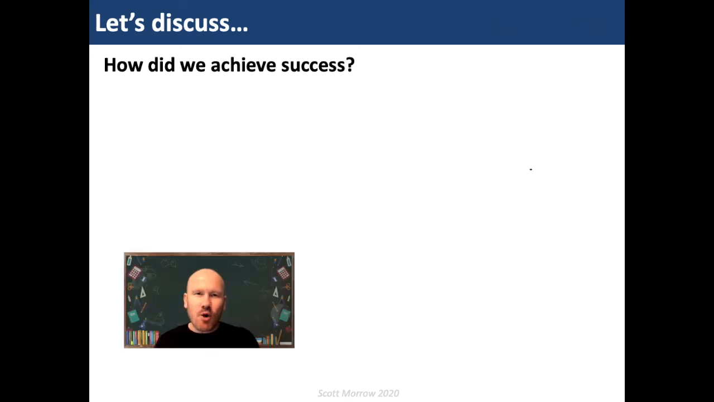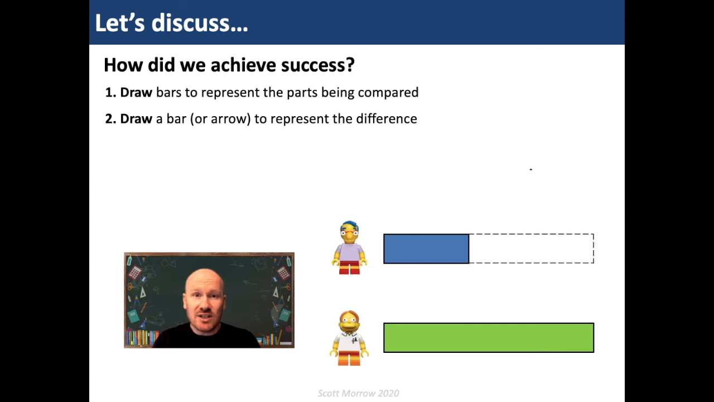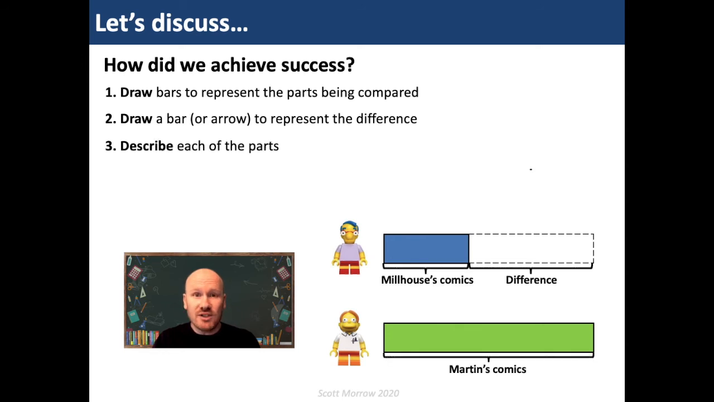With each of these problems, the first thing that we did was we drew bars to represent each of the parts that we were comparing. So in this case, we drew parts for both Millhouse and Martin. Once we've done that, we can then draw a bar or an arrow to represent the difference between the two parts. Now that we've done that, we can describe the parts. Here we've got Millhouse's comics, we've got Martin's comics, which is a larger bar, and we can see we've got the difference between the two.